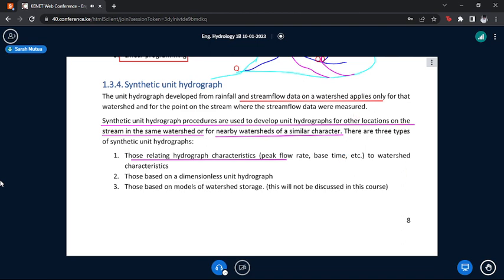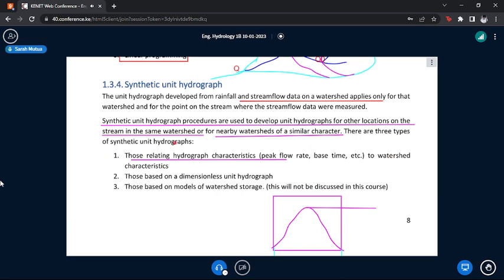What is it that we are talking about? If this is a graph, a hydrograph will be something like that. And here I'm drawing a direct runoff hydrograph. We are talking about the peak flow rate. This is the peak flow rate. And then we are talking about the base time. The base time is the time between the start and the end of the direct runoff. That is the base time.